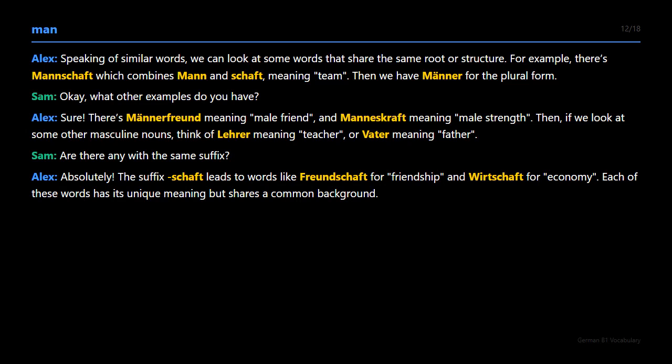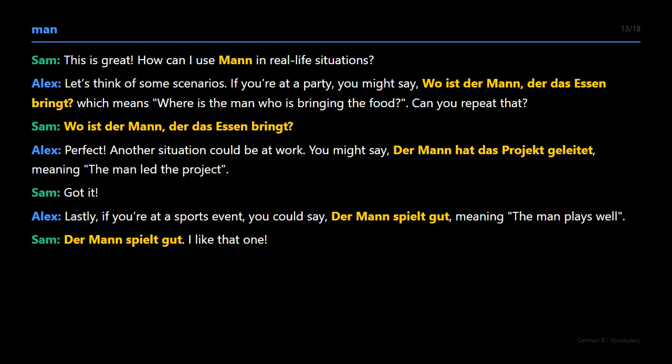This is great. How can I use Mann in real life situations? Let's think of some scenarios. If you're at a party, you might say, Wo ist der Mann, der das Essen bringt? which means where is the man who is bringing the food? Can you repeat that? Wo ist der Mann, der das Essen bringt?